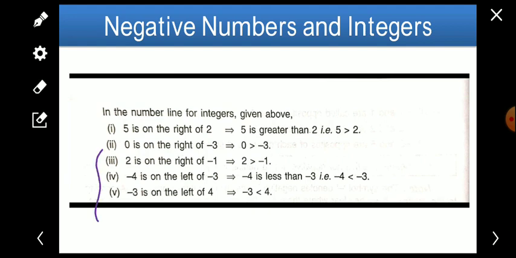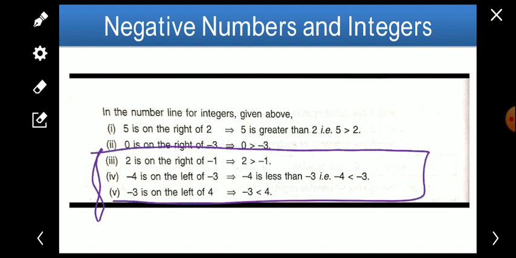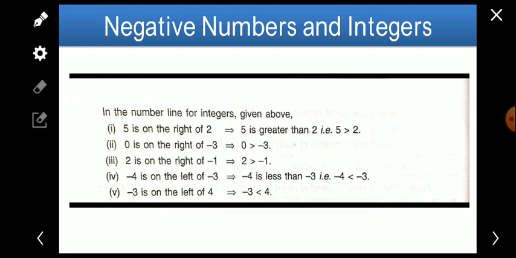So like this many examples are there. You will just observe and try to find out the answer yourself, and you can practice by taking integers from your side also. Any two integers you take, negative positive or negative negative or positive positive, and try to compare using the number line.